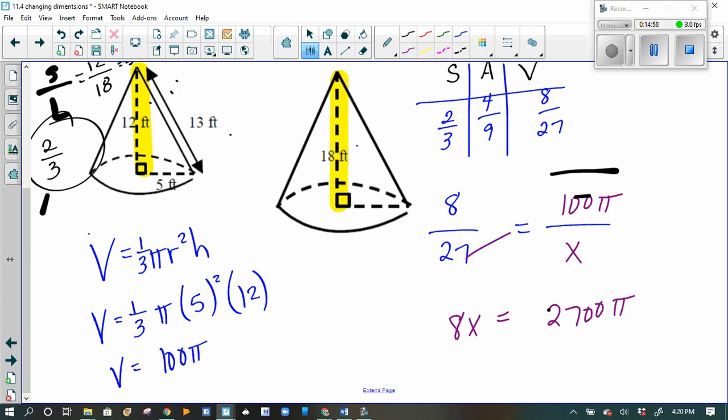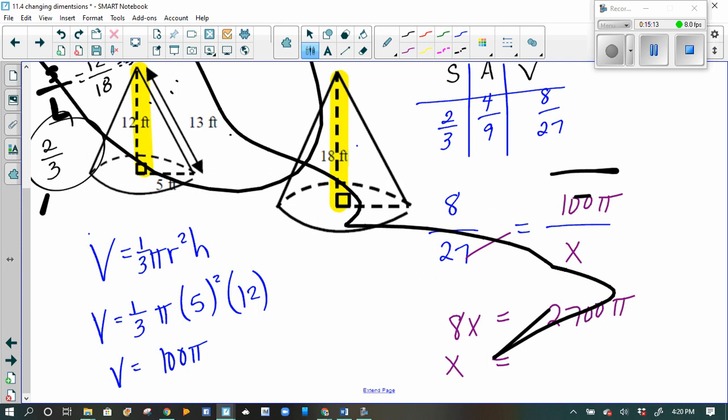So I cross multiplied this way. So I'm going to divide both sides by 8. So 2,700 divided by 8 is 337.5 pi. And I'm just going to leave it like that because clearly my computer has a mind of its own today. I'm not real sure what's going on.